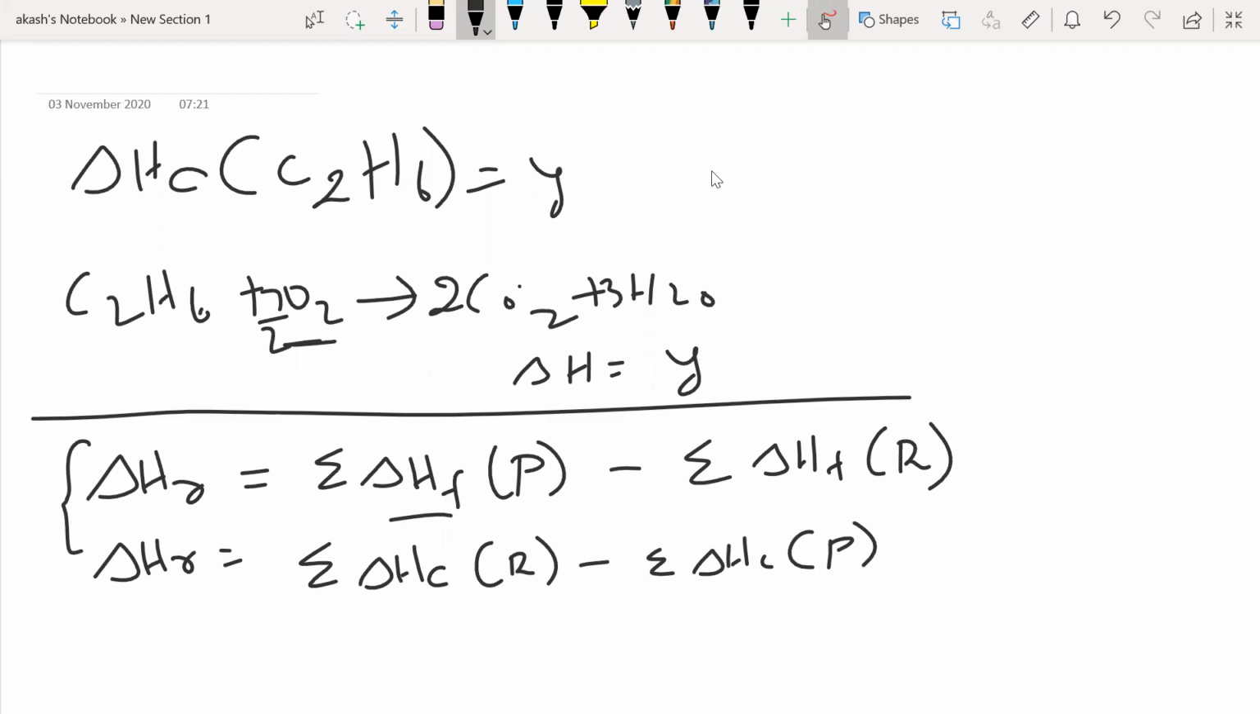So what the note says is: delta HF of elements in their standard states is 0. Delta HF of elements in their standard state is 0.